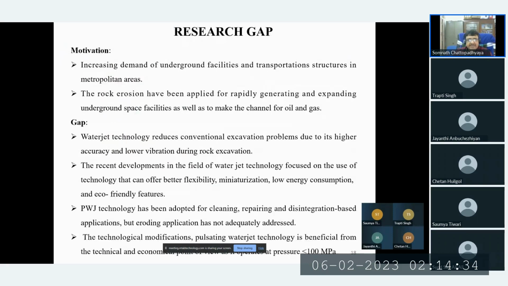So the research gap is the increasing demand for underground facilities and metropolitan transportation, where we have to disintegrate rock, with rapidly expanding metro rail projects, maybe some bullet train projects in tunnels, and we cannot just rely on drilling and blasting and the conventional mechanical erosion strategy of those machines. So water jet technology reduces unconventional excavation, and pulsating water jet can give very good clean repairing at lower pressure in comparison to that, and that is the biggest advantage of pulsating water jet, and that is why we have to do research on that.